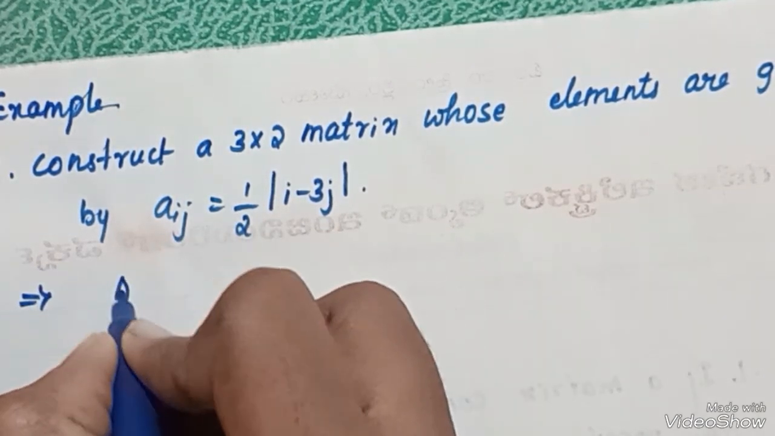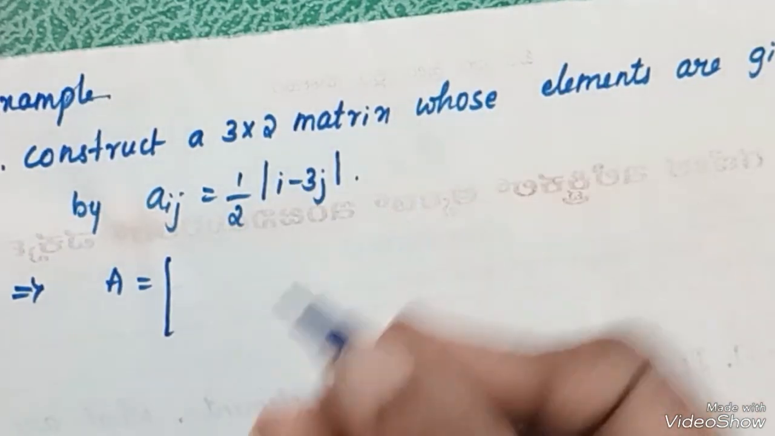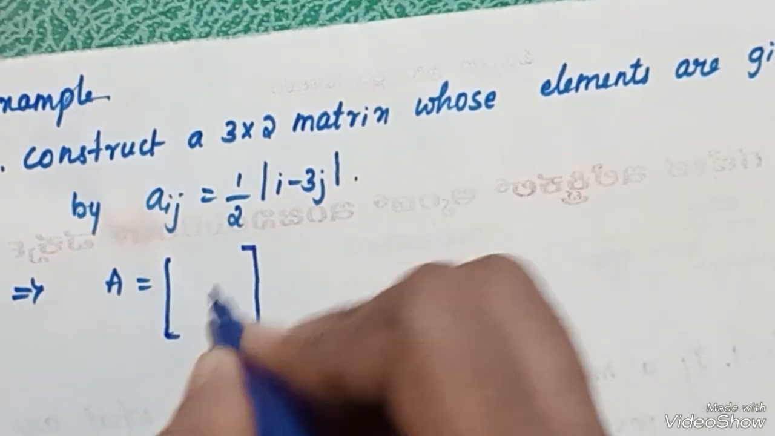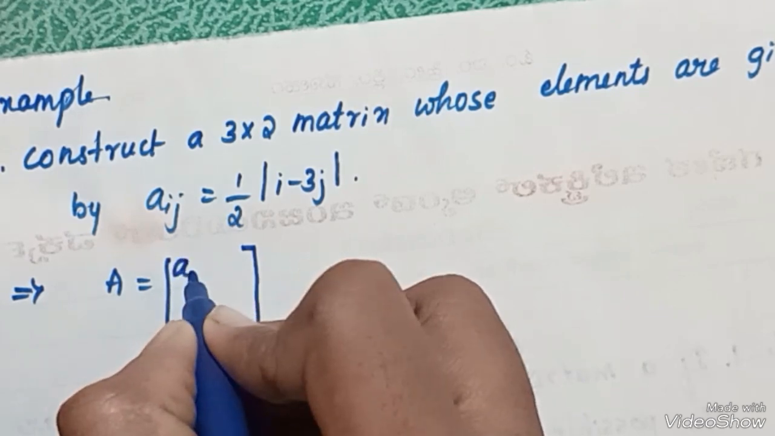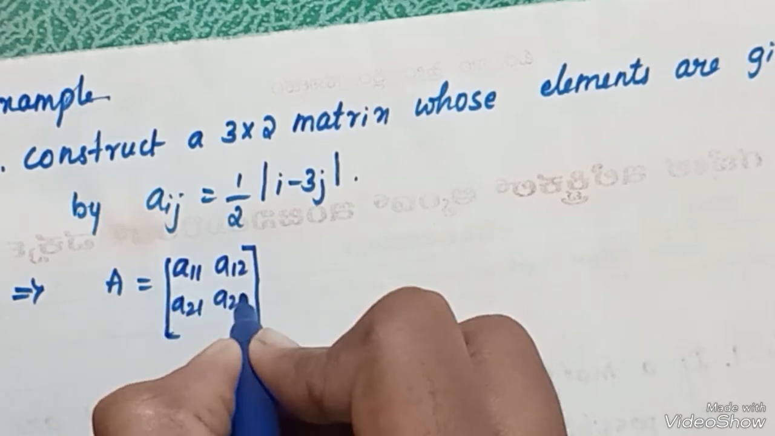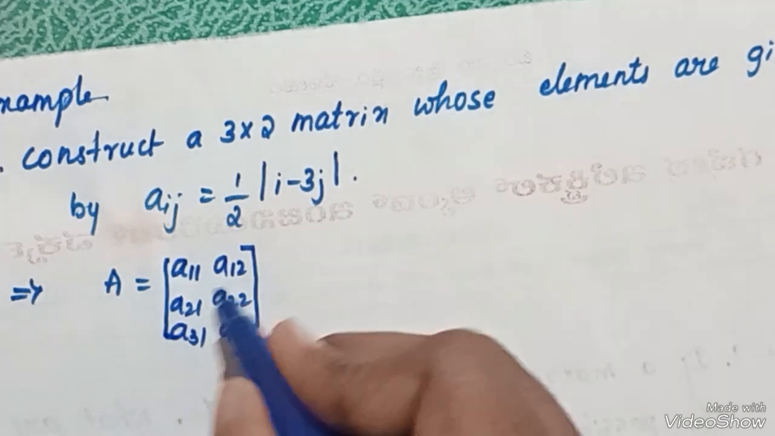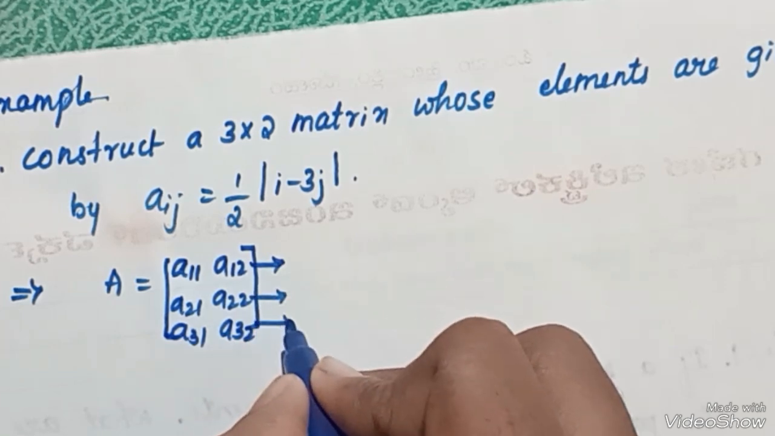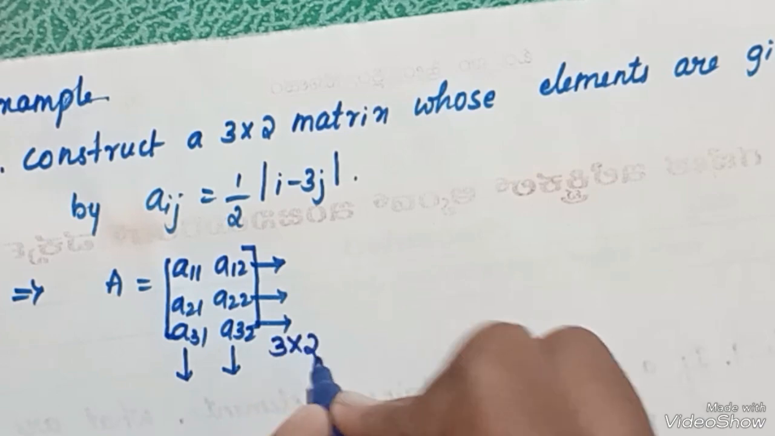Here A is a matrix of order 3 cross 2. It means there are 3 rows and 2 columns. The elements are A11, A12, A21, A22, A31, A32. There are 3 rows, 1, 2 and 3, and 2 columns. Therefore the order is 3 cross 2.